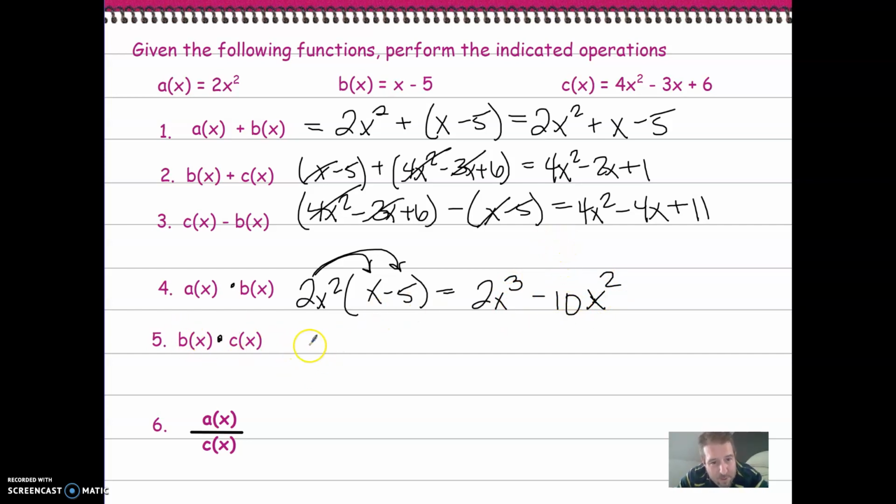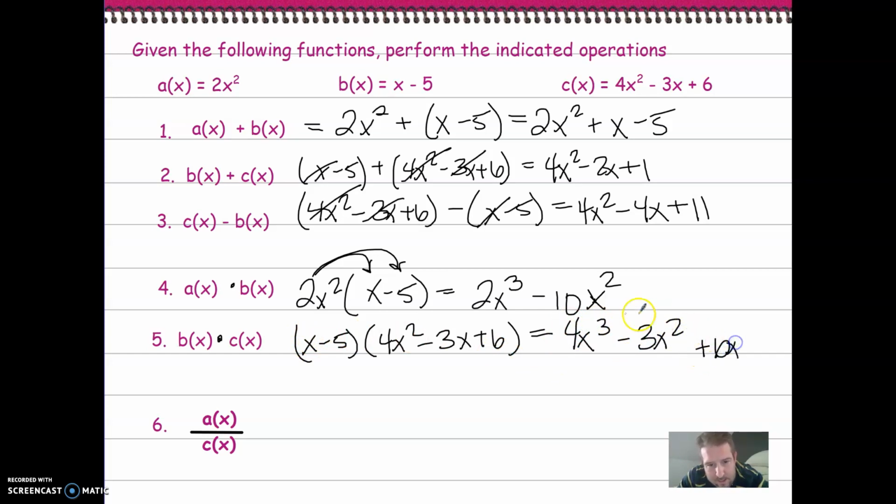So number 5, so we have b of x, which is x minus 5, times c of x, which is 4x squared minus 3x plus 6. Okay, so now we're doing kind of like the full method. Everything over here has to be multiplied by everything over here. I'm going to do the x first. So I have 4x cubed minus 3x squared plus 6x. And now I'm done with the x. I'm going to do the same thing with the 5. Negative 5 times 4x squared is negative 20x squared. And I'm running out of room, so that would be 15x. And this times this is negative 30.